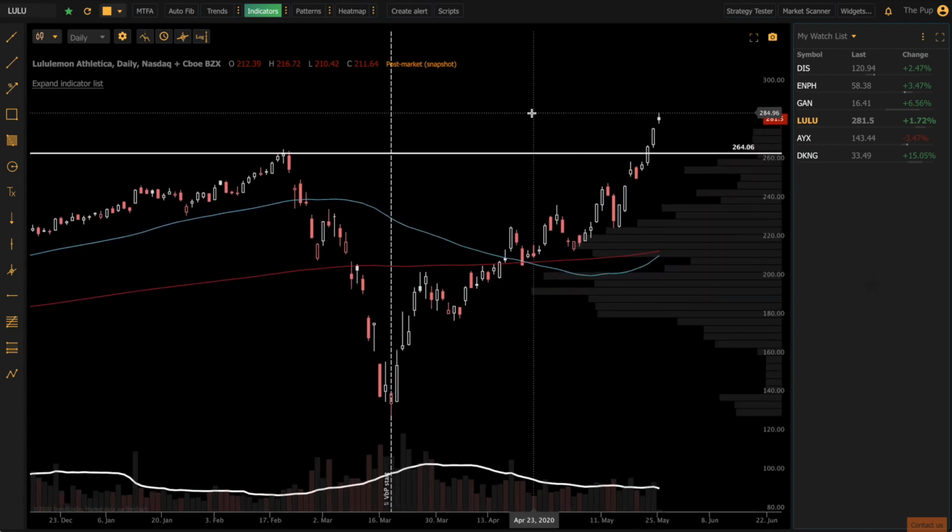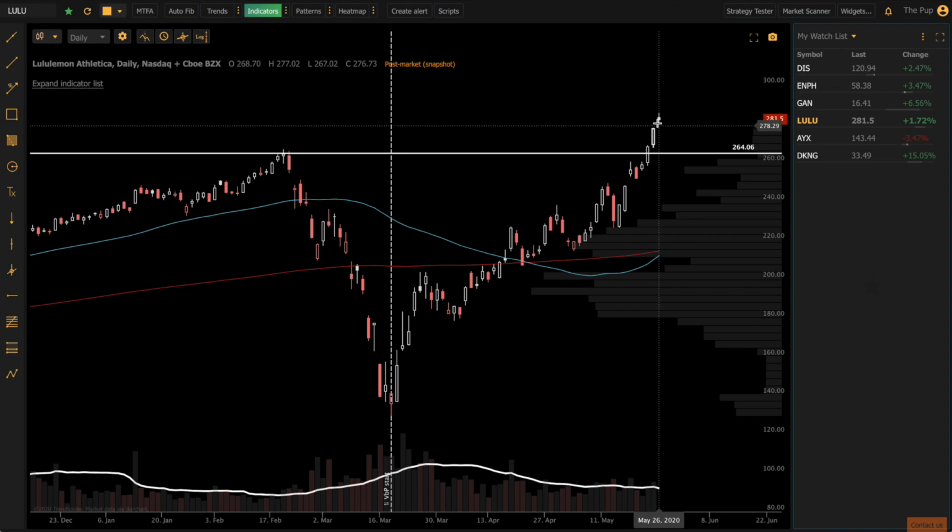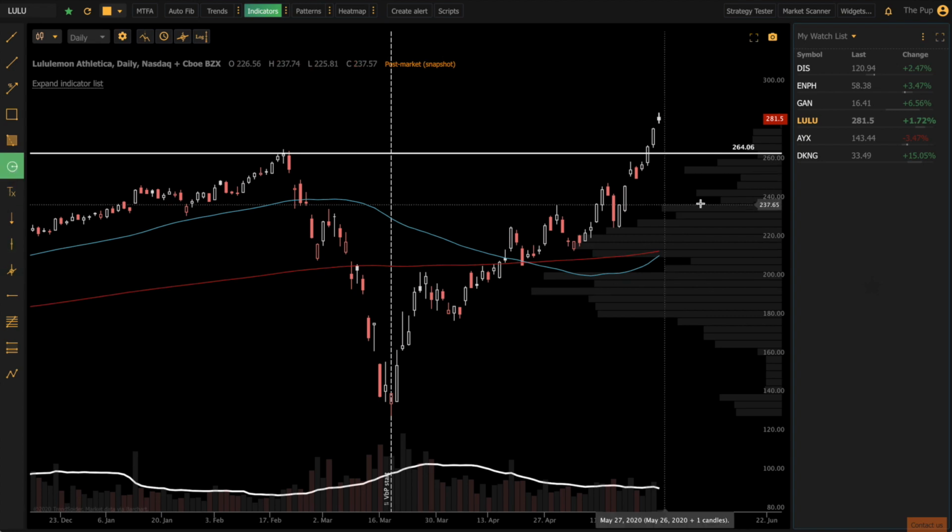And yeah, so we've got a nice breakout here. I guess this was on Thursday. Friday had a nice continuation and another gap up continuation today. So we're sitting at 281. Look at this. We have a golden cross coming.